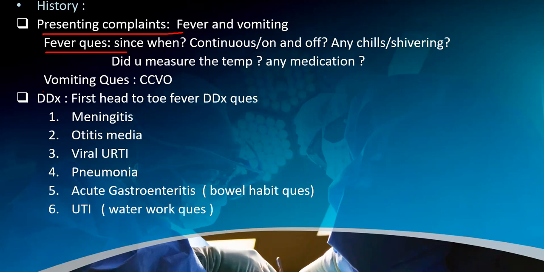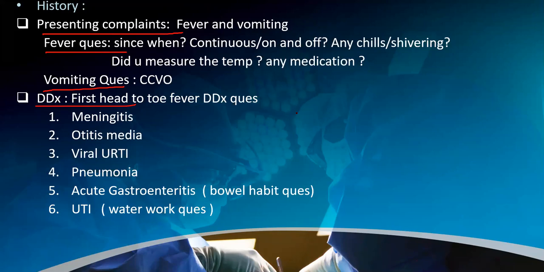Then vomiting questions, CCVO, and then also those 3 questions: projectile or forceful, any relationship with the feeding, how soon after feeding the vomiting comes, and does the child cry soon after feeding? After the vomiting questions, then we ask all the differential diagnosis.